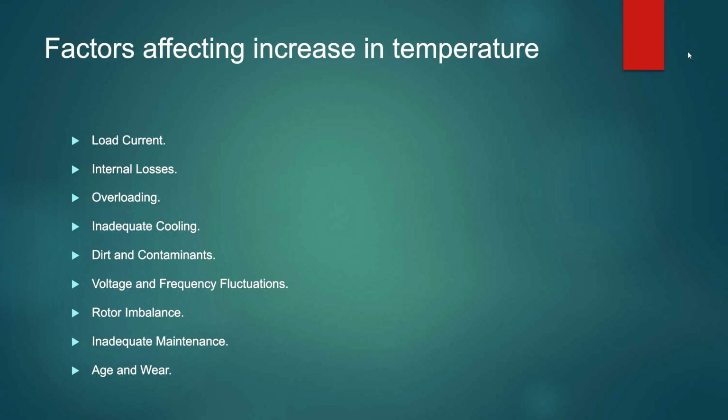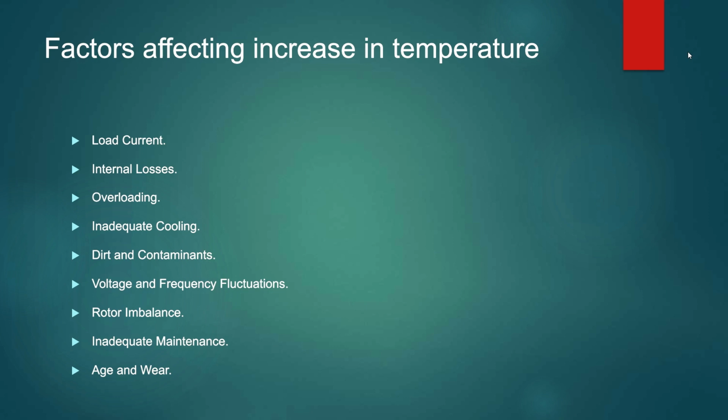Inadequate cooling. I'm not very sure about this, but since I mentioned it: inadequate cooling, which is not sufficient. It might be the reason, because the load current might be less. Dirt and contamination, one of the major factors, as it increases the friction of the electric machine. Voltage and frequency fluctuation. You've all noticed this in your houses. When there's a fluctuation in your current, some bulbs will go off, and this might be a reason for increasing the temperature of the electric machine.